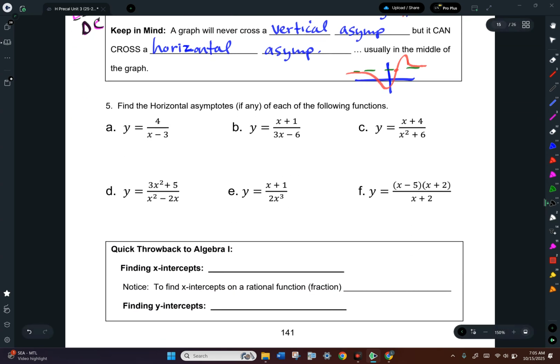So let's practice. When I look at letter A, if there's no x up there, it's kind of like having an x to the 0. So here's a case where it's definitely bigger on bottom. So the answer is y equals 0. Okay, here's a case where the degree of the x's is the same. So that means I'm going to look at the coefficients, and the coefficient here is 1, the coefficient here is 3. So my horizontal asymptote is at y equals 1/3.